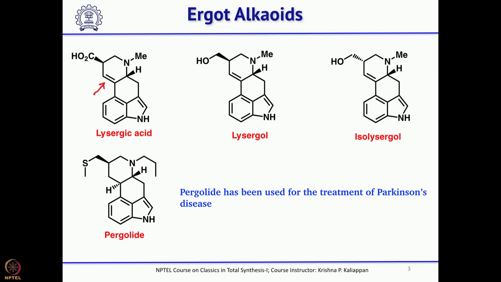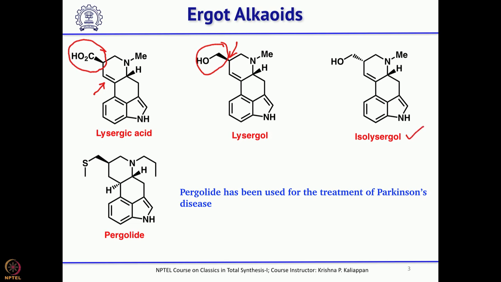And if you look at lysergic acid, the double bond is there. You can see in the tetracyclic ring there is a double bond, and here instead of methyl group, you have carboxylic acid. So, that is why it is called lysergic acid, and if you reduce the carboxylic acid, then it is called lysergol. And the stereocenter, if it is opposite, then this is called isolysergol.